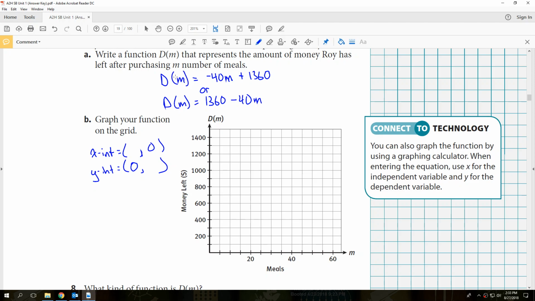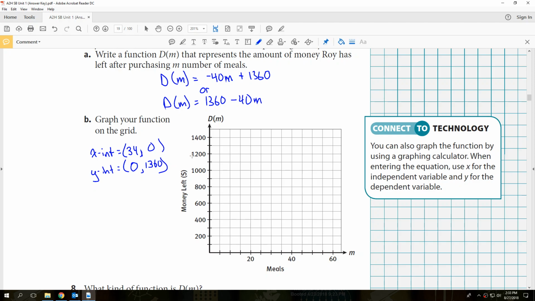So let's go ahead and solve for each of these. For the x-intercept, if y was 0, then 0 is equal to negative 40m plus 1360. So we would subtract 1360 over to get negative 1360 is equal to negative 40m, and then divide by negative 40 to get m. Let me pop that in my calculator here: negative 1360 divided by negative 40, and that will get you 34. And for the y-intercept, we're going to do the exact same thing. The x is going to be 0, so negative 40 times m will cancel out, and you just get y is equal to 1360.